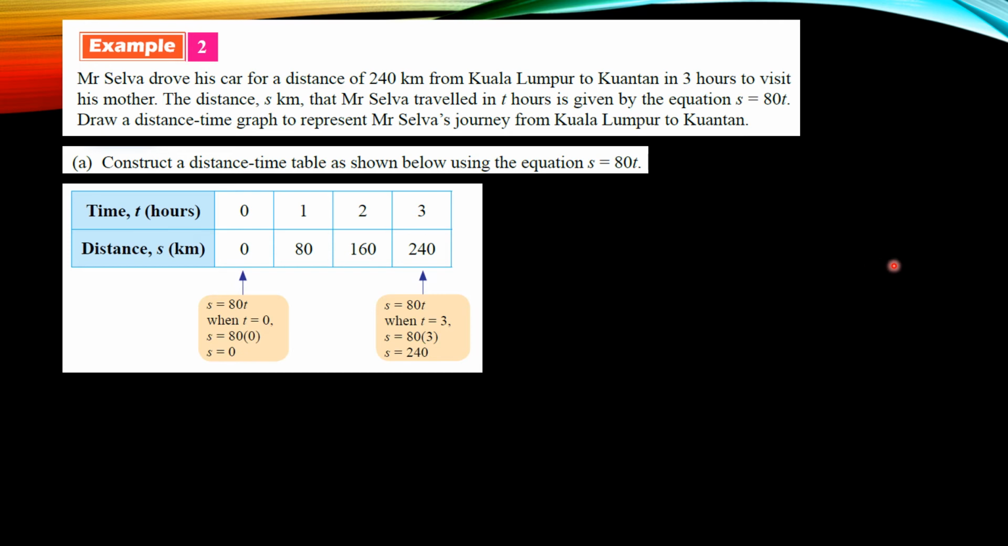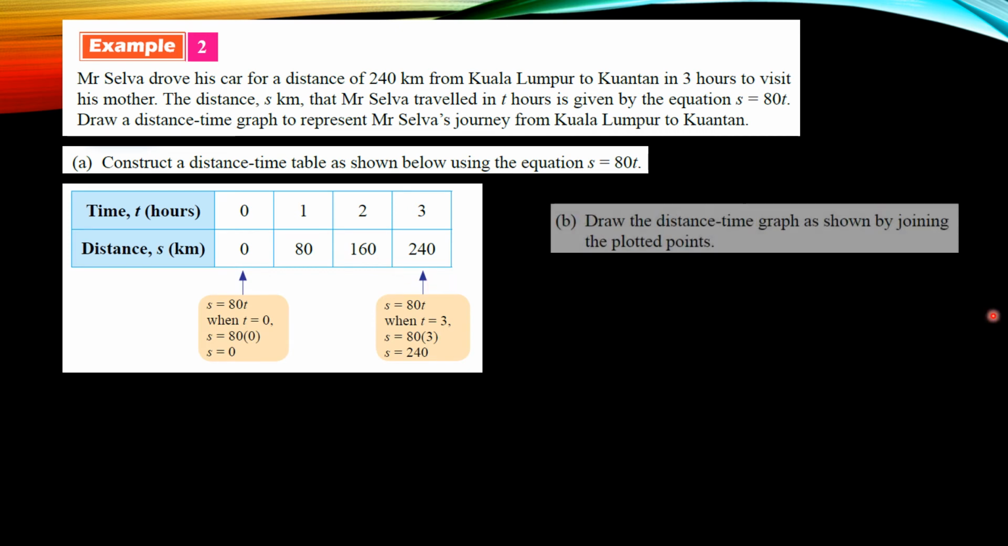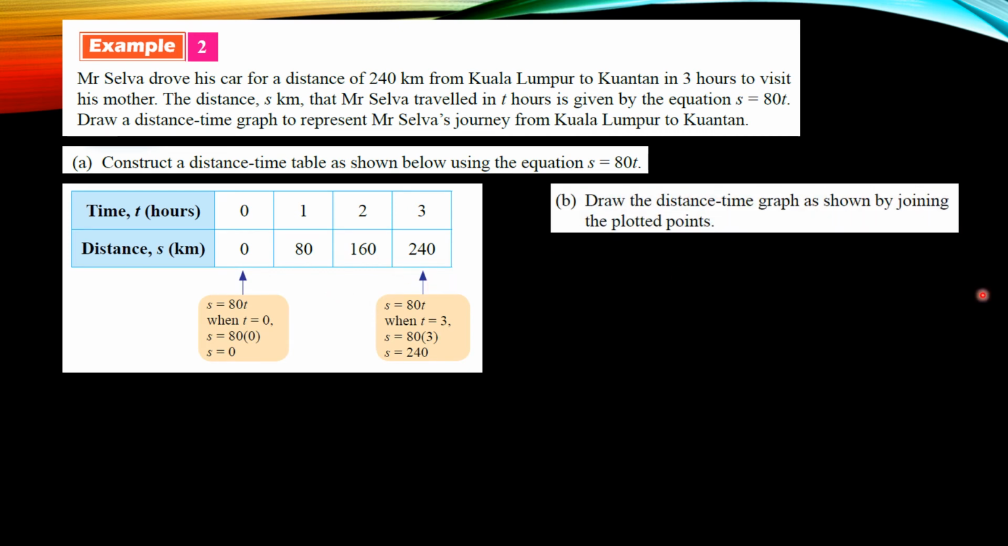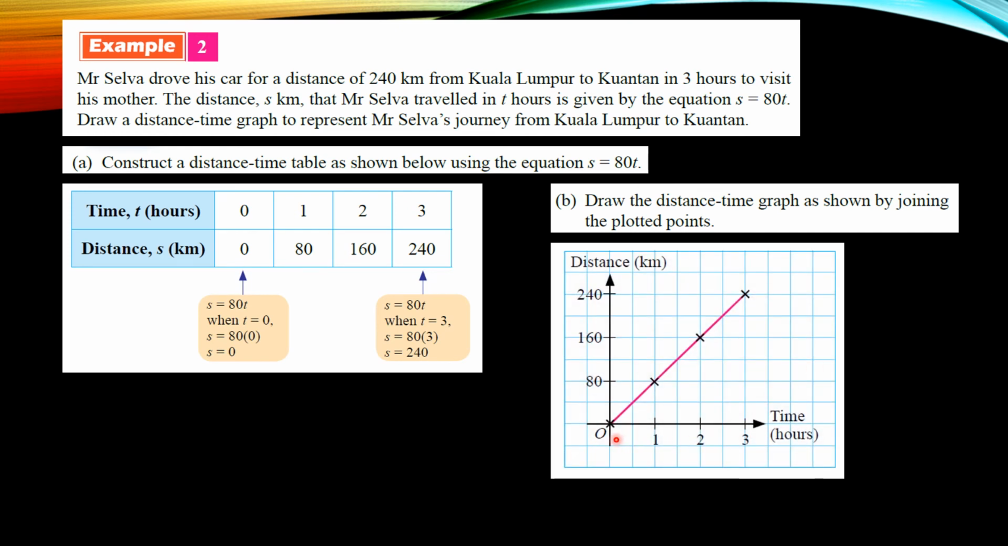Then you have to find the scale for t: 0, 1, 2, 3, so the difference is 1. Distance: 0, 80, 160, 240, so the difference is 80. Before you draw, you write down the scale for time and distance. Then you plot: 0, 0; 1, 80; 2, 160; 3, 240. After you plot, you join all the points. You draw a straight line.